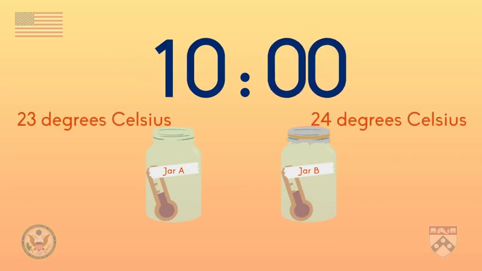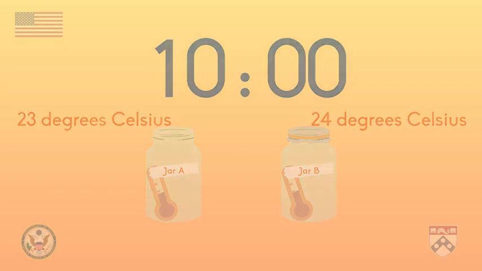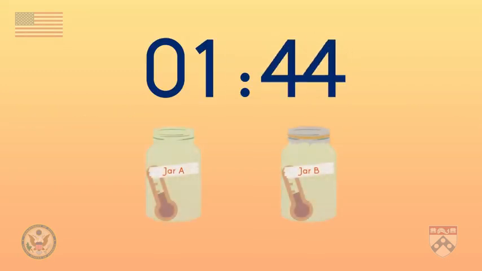10 minutes is up. Jar A's temperature is still at 23 degrees Celsius, and jar B's temperature is now at 24 degrees Celsius. Track this on your warming experiment chart.